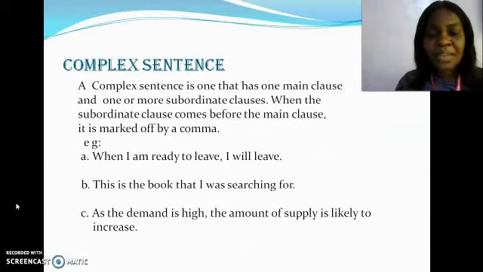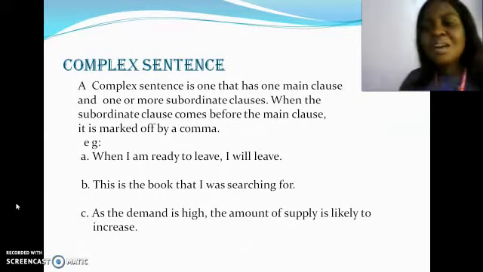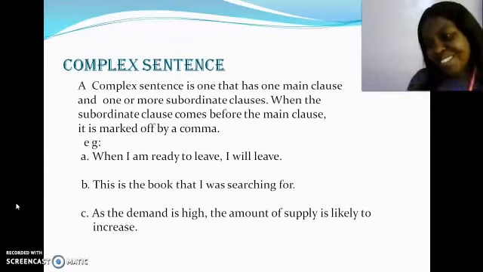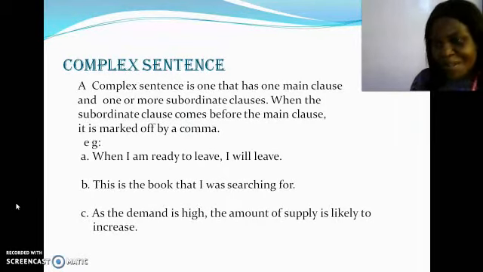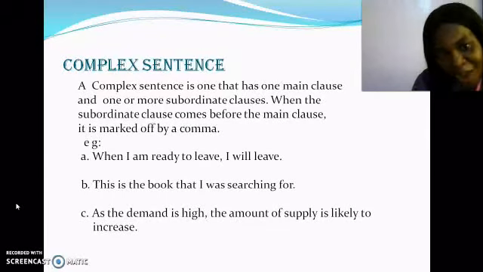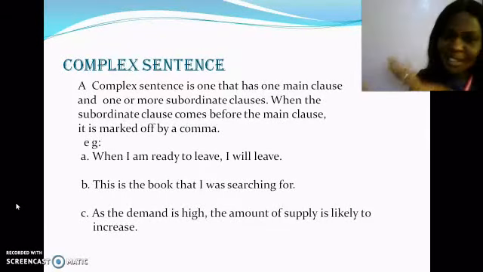Very quickly we'll look at the complex sentence. Now, the name is complex, so we think it's complex. It's not so complex. We can sort it out. Now, let's calm down. Take a breath.